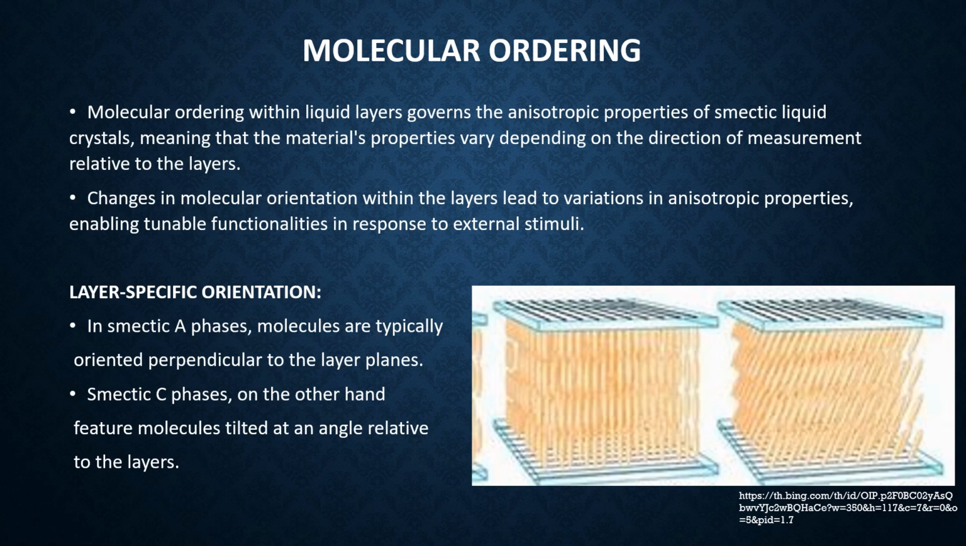Coming to molecular ordering. So we saw they are arranged in an order. So we'll see about molecular ordering. What is molecular ordering? Because of this molecular ordering, we can see that it governs the anisotropic properties of the smectic liquid crystal. What is this anisotropy? It means the material properties will be varying depending on the direction of measurement relative to the layers. We'll see more about this anisotropy later in the slides.